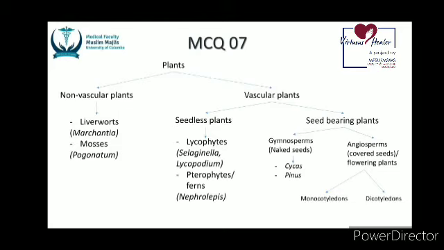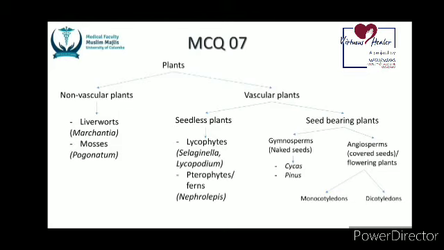Selaginella and Lycopodium are examples for lycophytes. Nephrolepis is an example for a pterophyte or a fern. Seed-bearing plants can again be classified as gymnosperms and angiosperms. Gymnosperms are the plants that produce naked seeds, meaning that the seeds are not covered within a fruit. Examples for gymnosperms would be cycas and pinus.